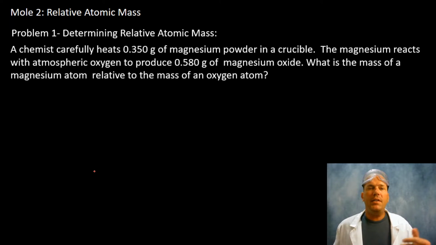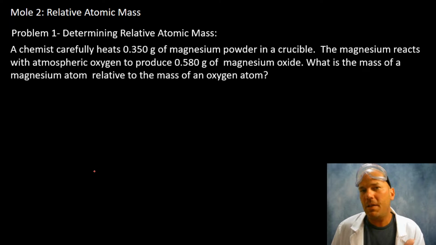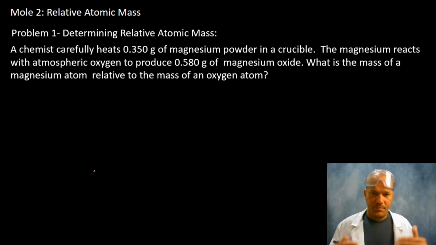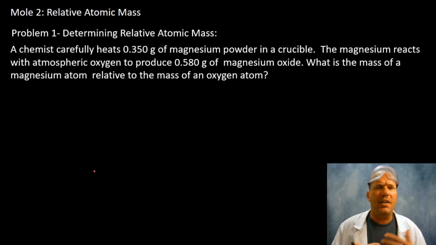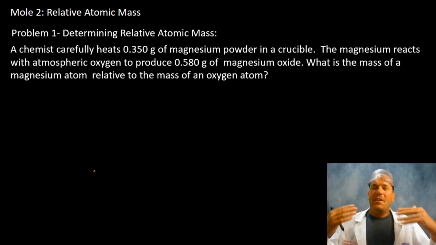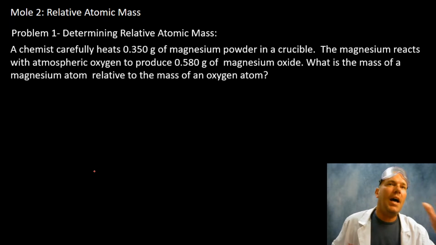A chemist carefully heats 0.35 grams of magnesium powder in a crucible. If you don't know what that is yet, we will be using them very soon. The magnesium reacts with atmospheric oxygen and produces 0.58 grams of magnesium oxide. So you're probably thinking, oh cool, this is a synthesis reaction. And then I hope you're asking, is there a change in the oxidation states of the species? Is this a redox reaction as well? Okay, so what is the mass of the magnesium atom relative to the mass of the oxygen atom?